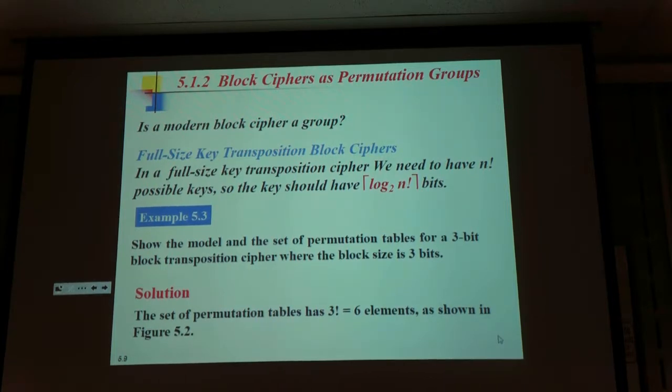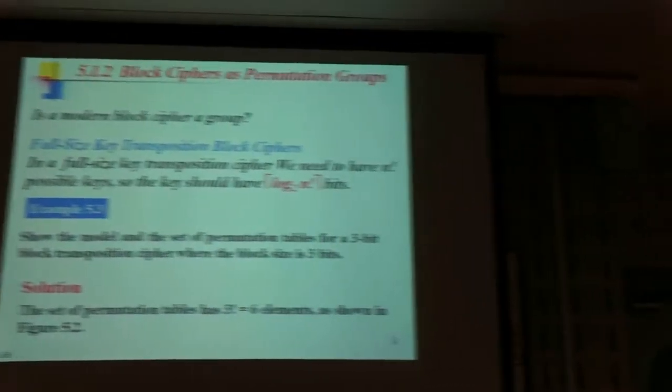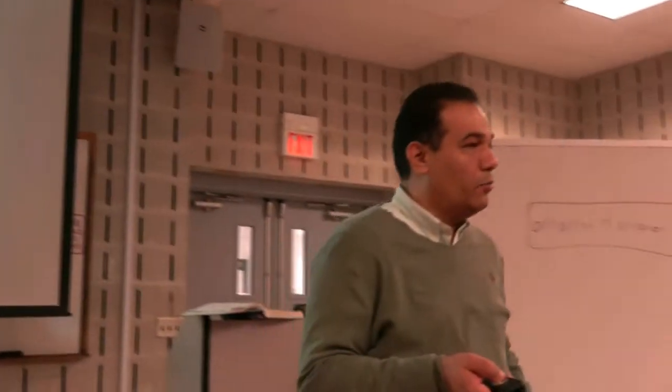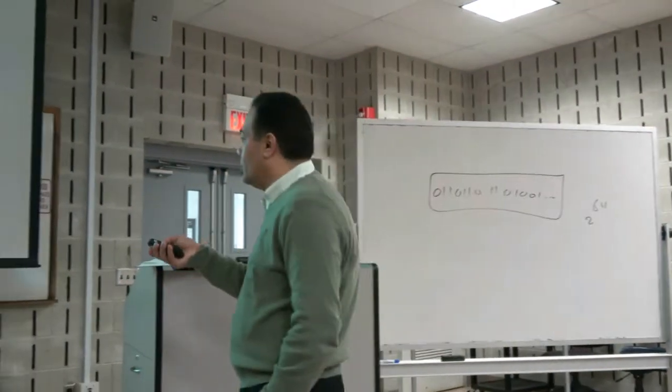Let's take an example. Show the model and the set of permutation tables for a 3-bit block transposition cipher, where the block size is 3 bits. So the set of permutation tables is 3 factorial. That's what we said, 3 factorial. If you have 3 bits, what are the options? You're going to have 3 factorial, which is 3 times 2 times 1, which is 6 elements.